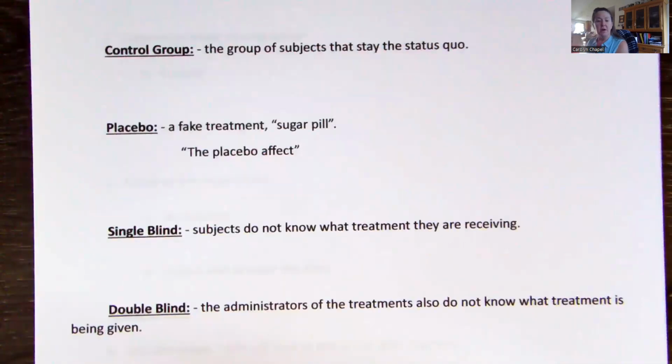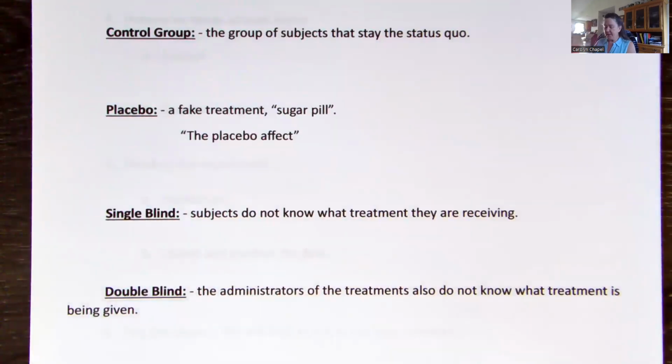Sometimes we'll have what we call a single blind. A single blind experiment is when the subjects, the people who we're doing these things to, don't know what they're getting. So if there are different levels, they just know they're getting something. They don't know if they're getting the placebo. They don't know if they're getting 5 milliliters or 10 milliliters. They don't know if they're getting drug A versus drug B versus drug C. So that is a single blind.